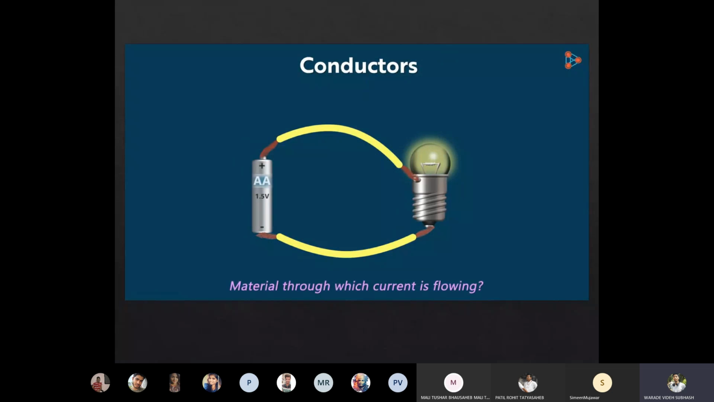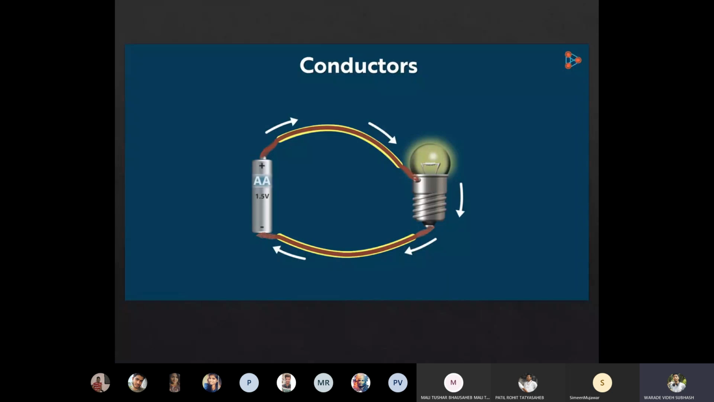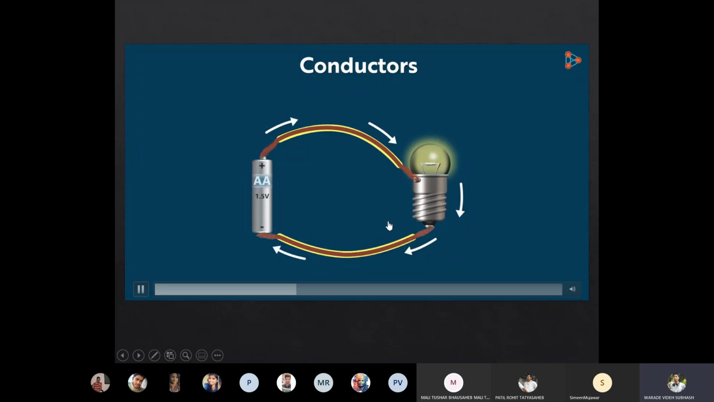Through which material is this current flowing? Yes, it's the copper wires. Electric current is flowing through the copper wires from the positive to the negative terminal. So what can we conclude from this? We say that copper is a conductor of electricity since it allows the electricity to flow through it.